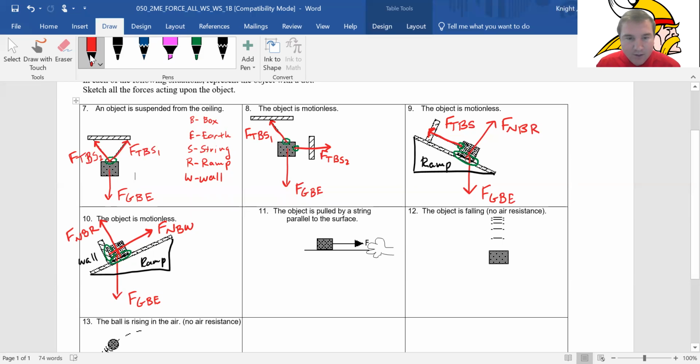If we look here, next one, right? Gravity right away, F, G, B, E. Our object is being pulled by a string to the right. So we have a couple contact points. We have a contact point there with the string and a contact point here with the ground. So we'll get a tension force because of the string to the right. So this will be FTBS, right? Tension force on the box because of the string.